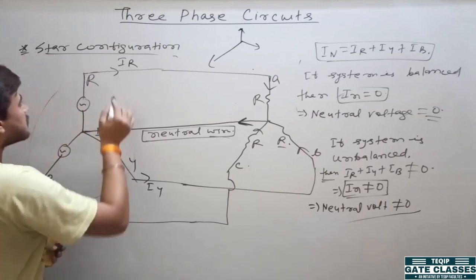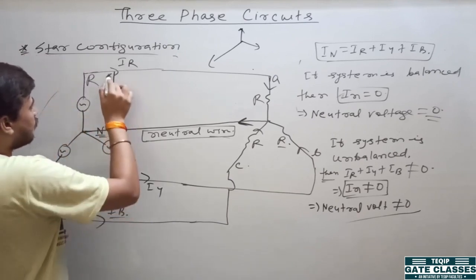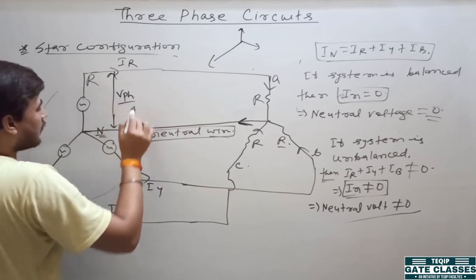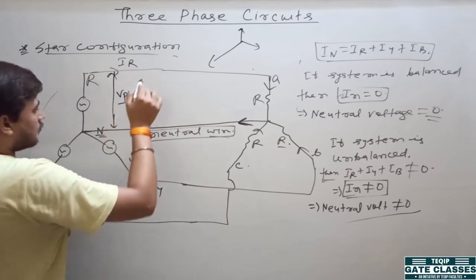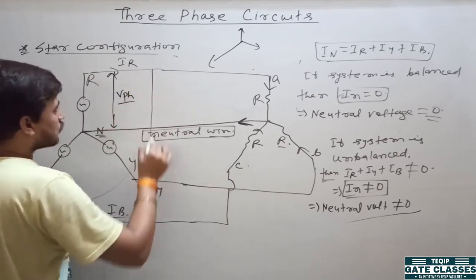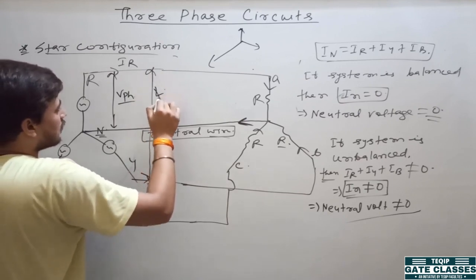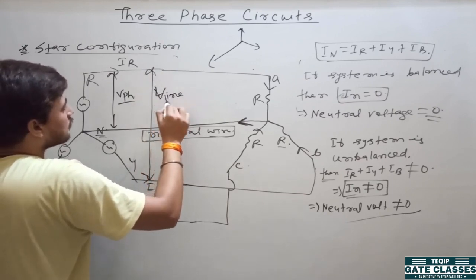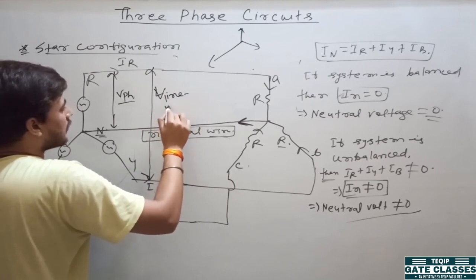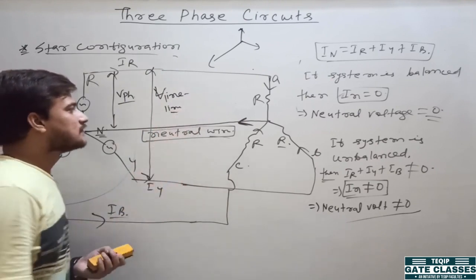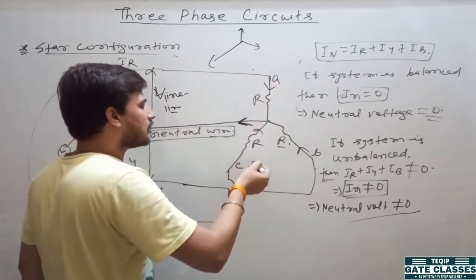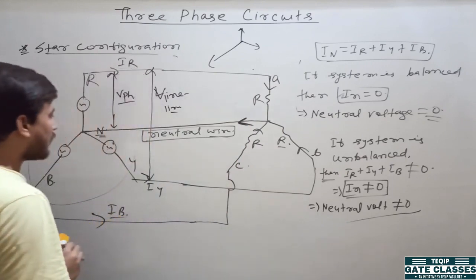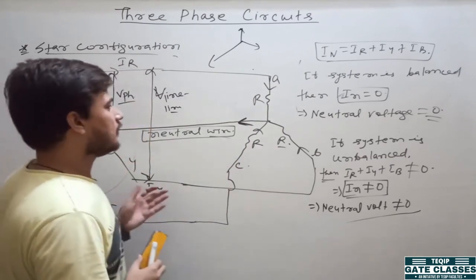Next, let us see about phase voltage and line voltage. You see, this is phase voltage, VPH, and the voltage between two lines is called line voltage, V line, or it will be written as V line to line. So this is line voltage. Similarly, here you are having phase voltage and line voltage.